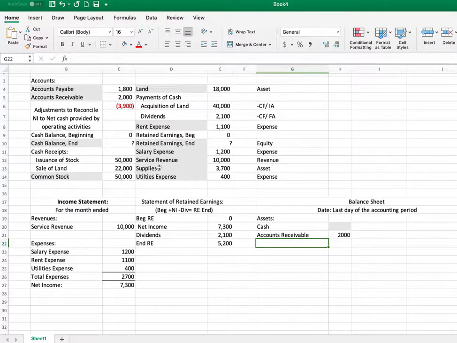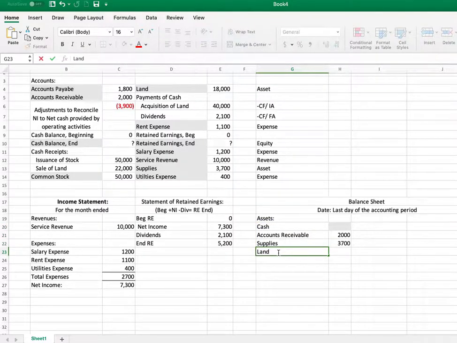Let's look on here to find our other assets. And we have supplies, $3,700. Now I want you to see that these three assets are current assets. That means they will be used up within 1 year.